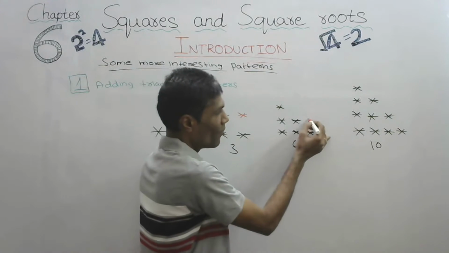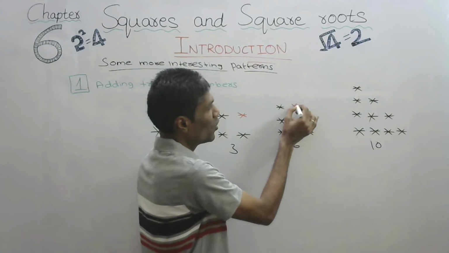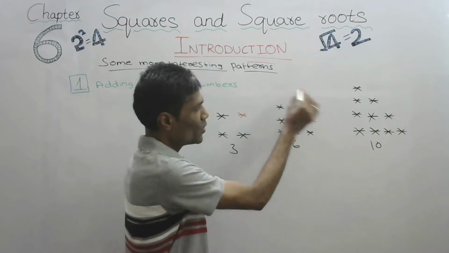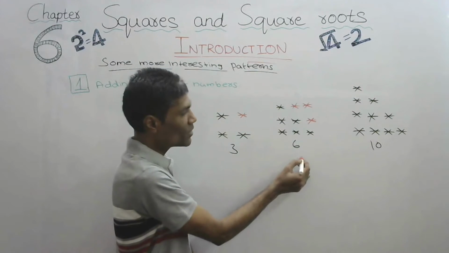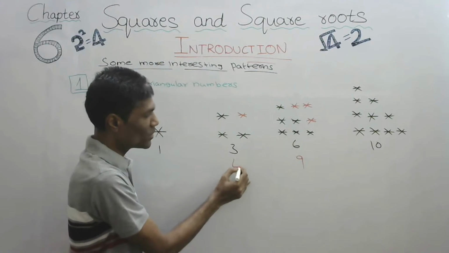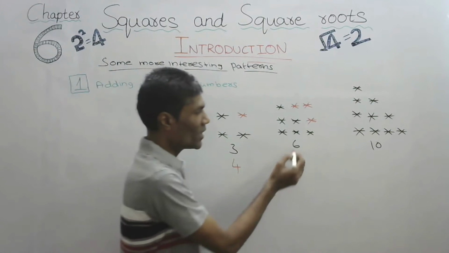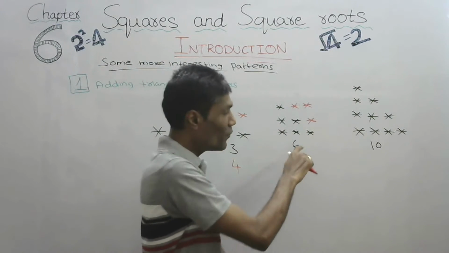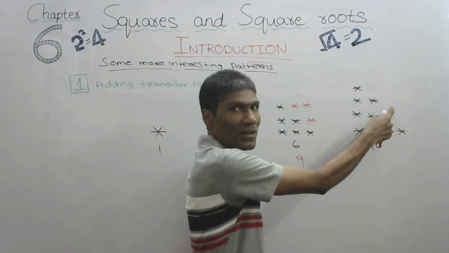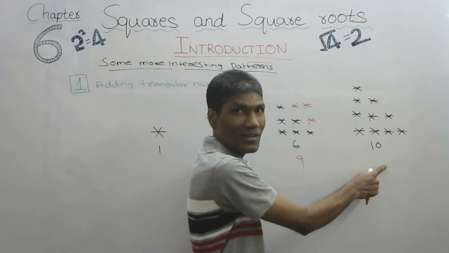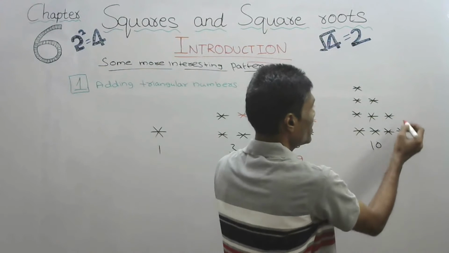Let us see. 1, 2, 3. So, total 9. Does it become a square? Here also it becomes a square. Now here how many were there? 6. If we add 6 to this number, this will become a square. Is it? Let us check.